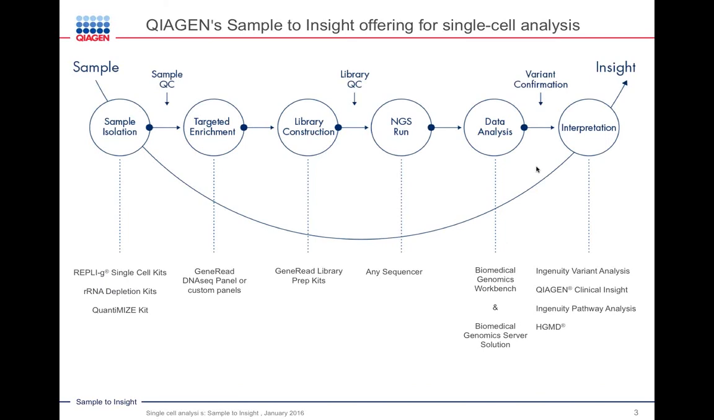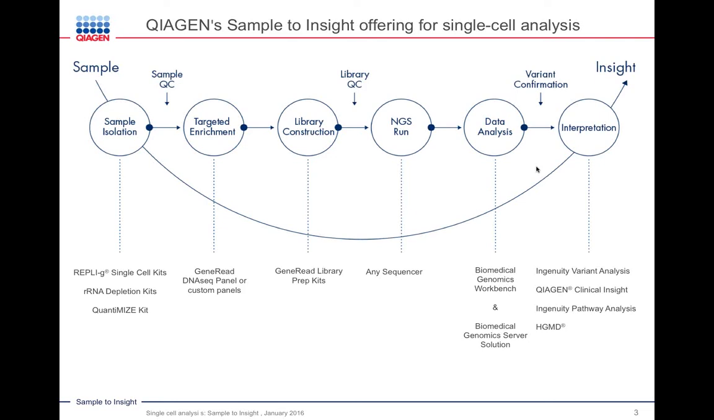So what are we getting from QIAGEN? And what you are getting from QIAGEN is a true source for all of the stages in a single cell analysis, starting with the ability to amplify your DNA using the Repli-G single cell kits and the QuantiMize kit for understanding the quality of your DNA.